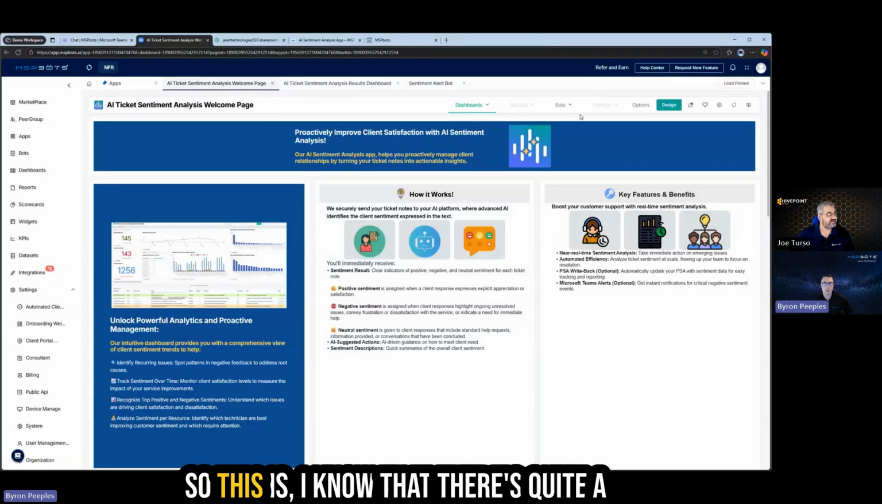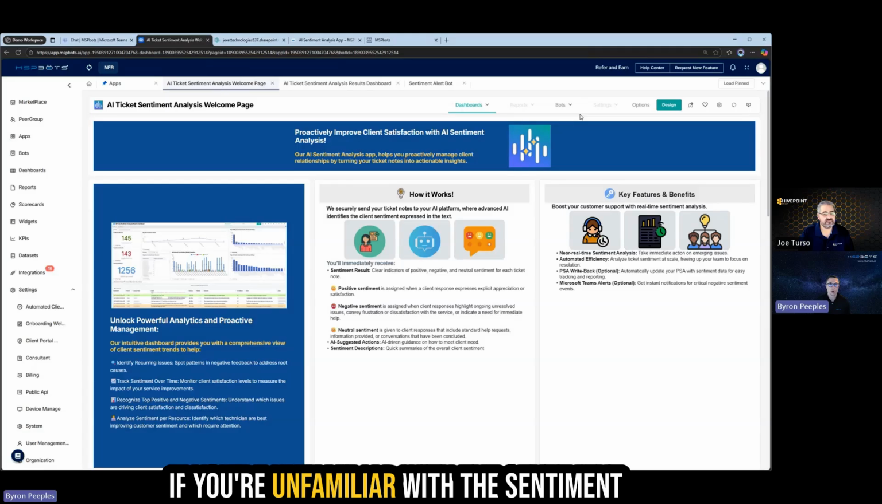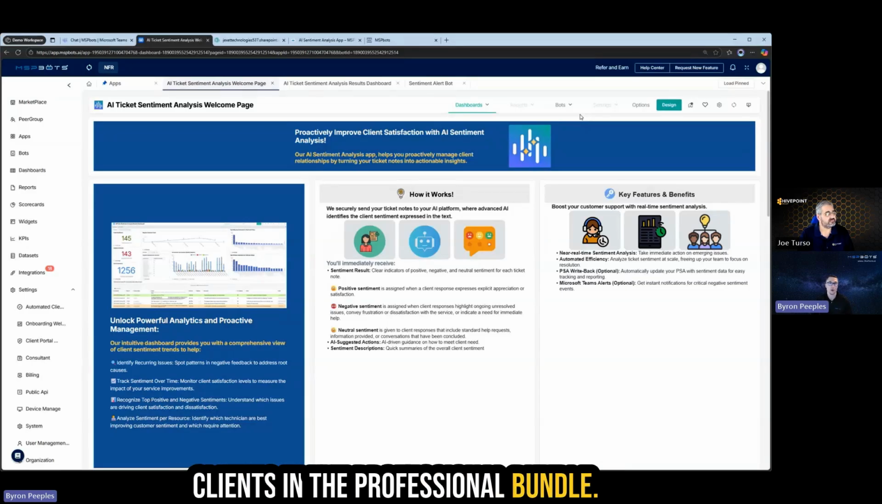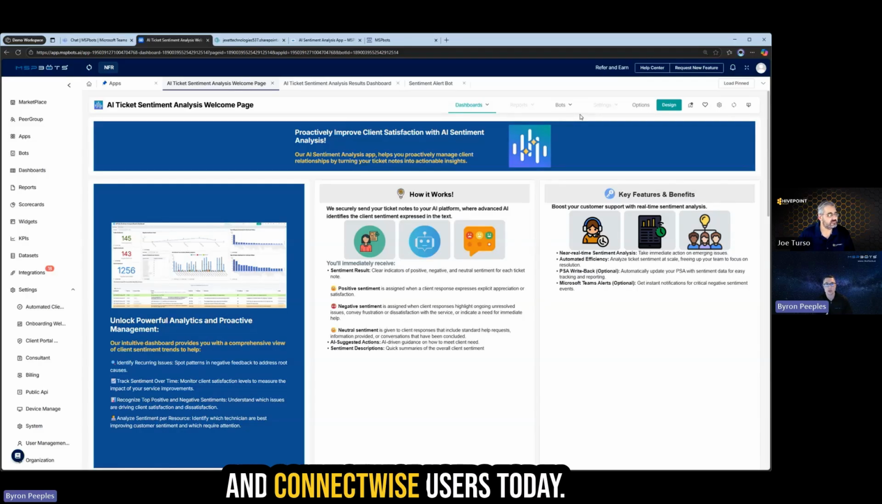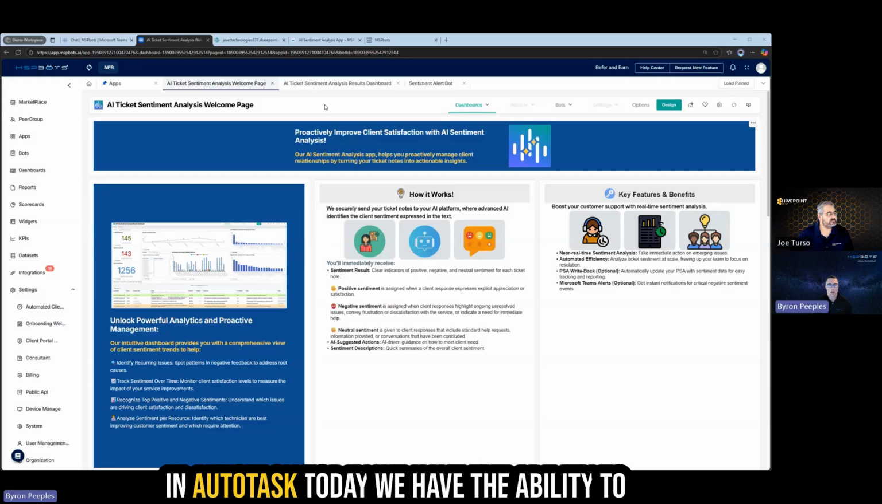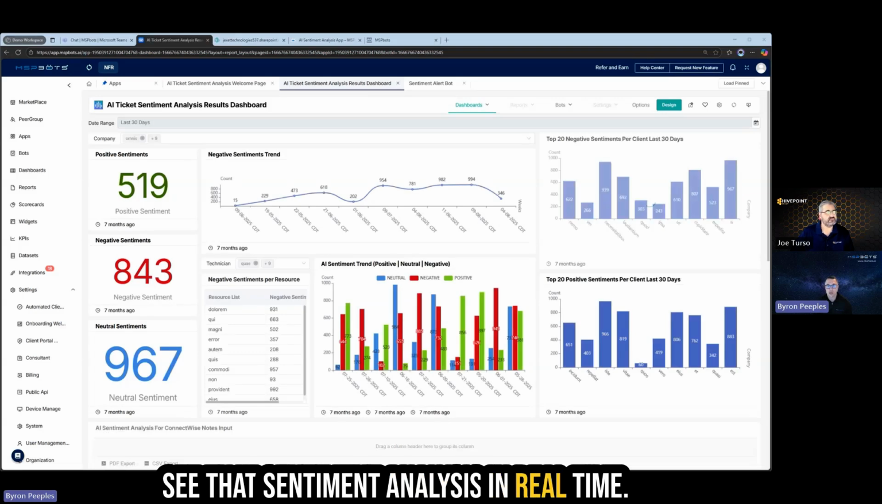Anyways, so I know that there's quite a few MSPbots clients on board today. If you're unfamiliar with the sentiment analysis app, it's available to MSPbots clients in the professional bundle. It is exclusive to Autotask and ConnectWise users today. We're hoping to roll it out at a later date to Halo users. But for those that are using ConnectWise and Autotask today, we have the ability to see that sentiment analysis in real time.